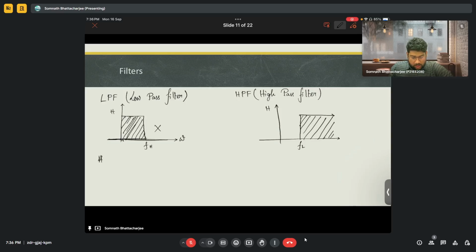Apart from the high pass filter, there is the BPF, that is the band pass filter.